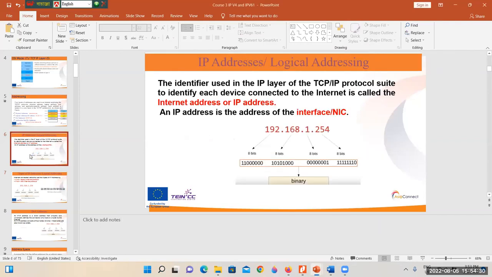So that is the definition of an IP address. It is a sample of an IP address, 192.168.1.254, in dotted decimal notation. This is called four octets because one octet is 8 bits: first octet, second octet, third octet, and fourth octet. This is the binary notation. I think you are already familiar with binary to decimal and decimal to binary conversion.